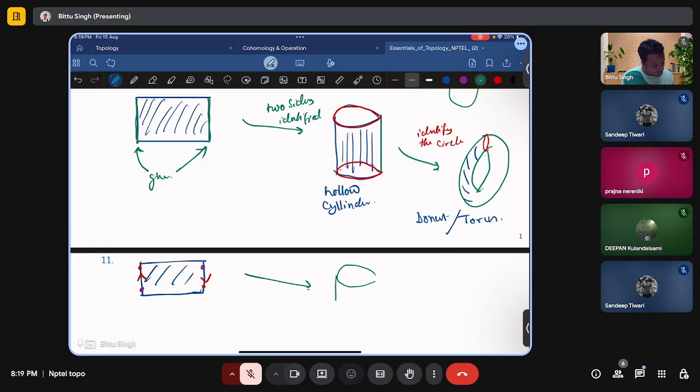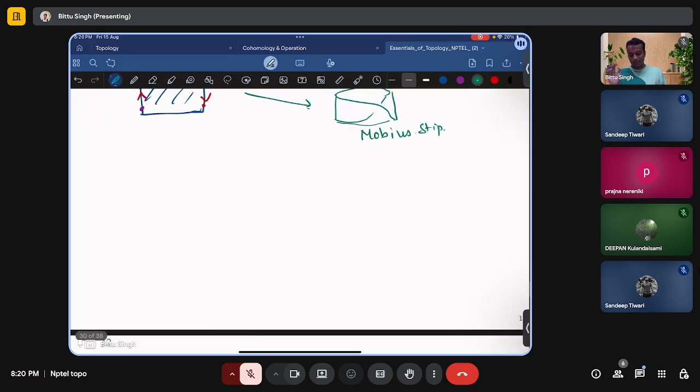Something like this. Maybe it is hard to draw. Okay, it will become a Mobius strip. Sorry, I have forgotten how to draw. Okay, whatever. It will become a Mobius strip. So this is the motivation.